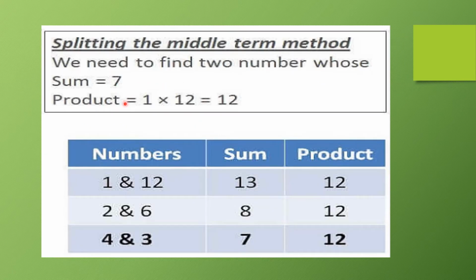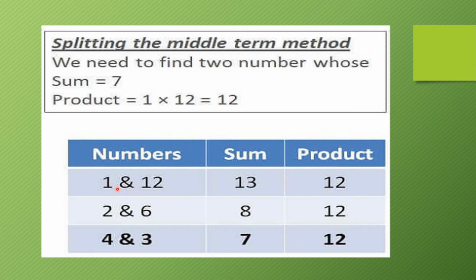Now we are going to find the middle term. If in an algebraic expression we are going to calculate the middle term, so that we can find the factors for a given algebraic expression. If our numbers are 1 and 12, the sum has to be 13. 1 plus 12, that is 13.